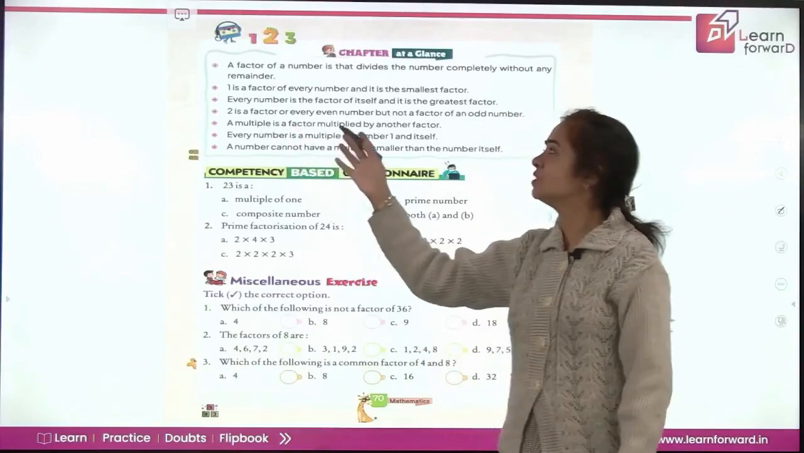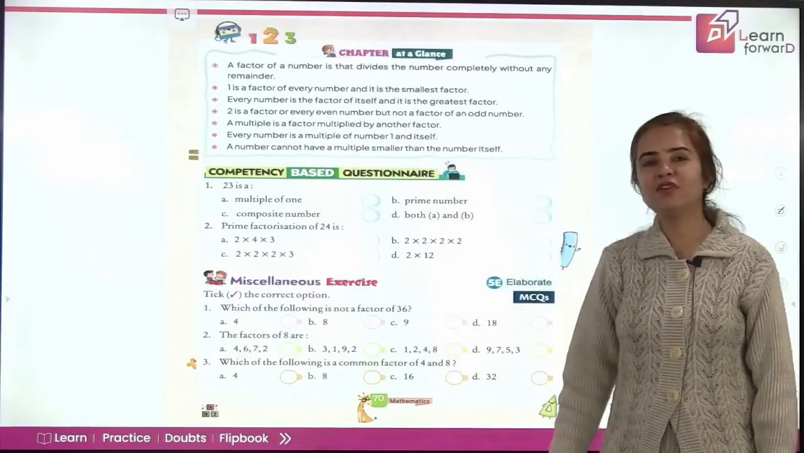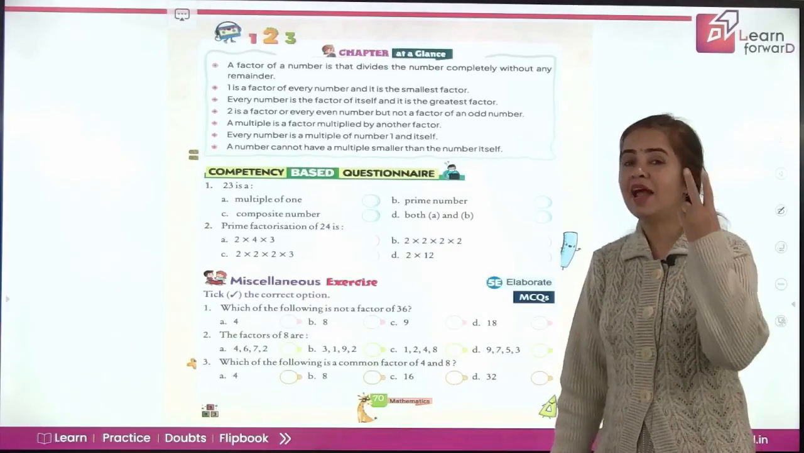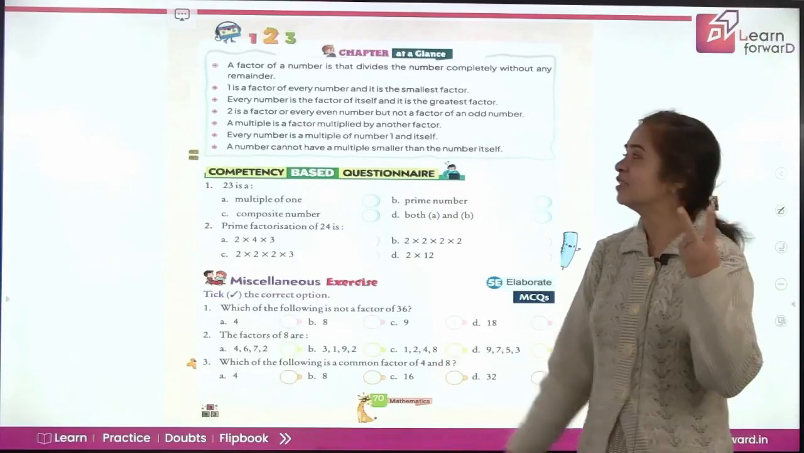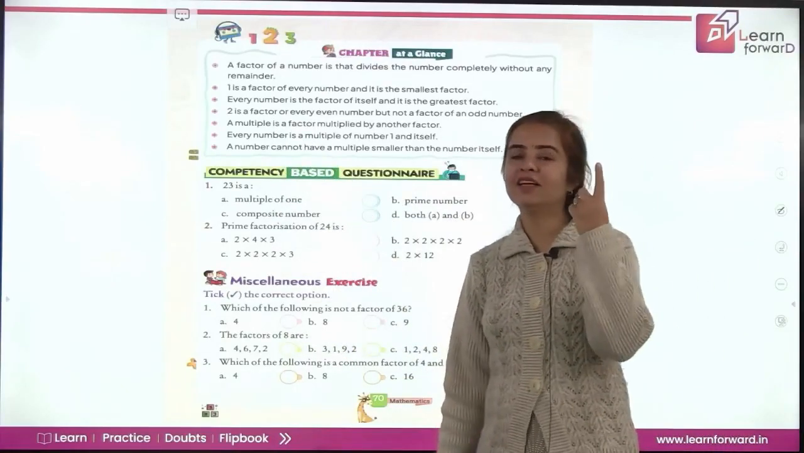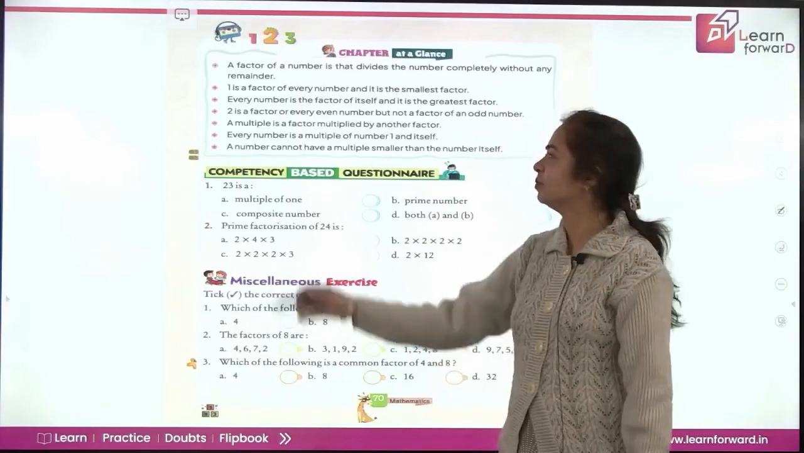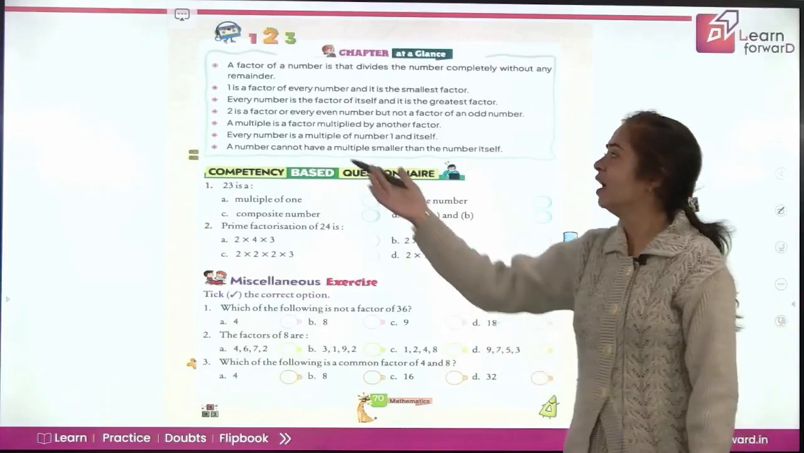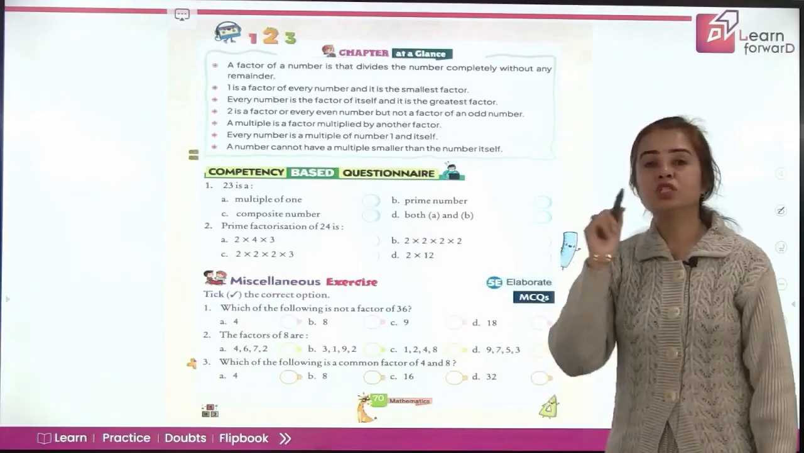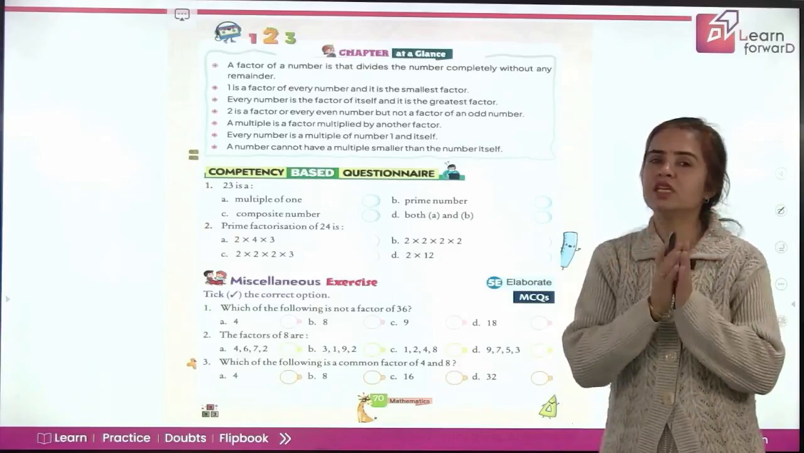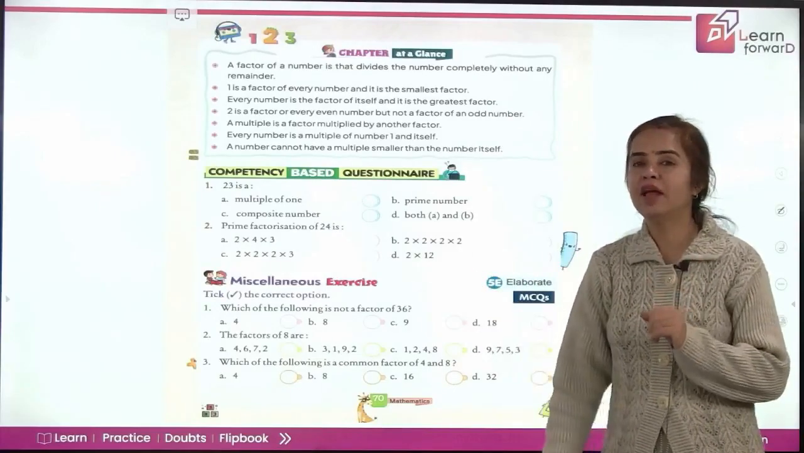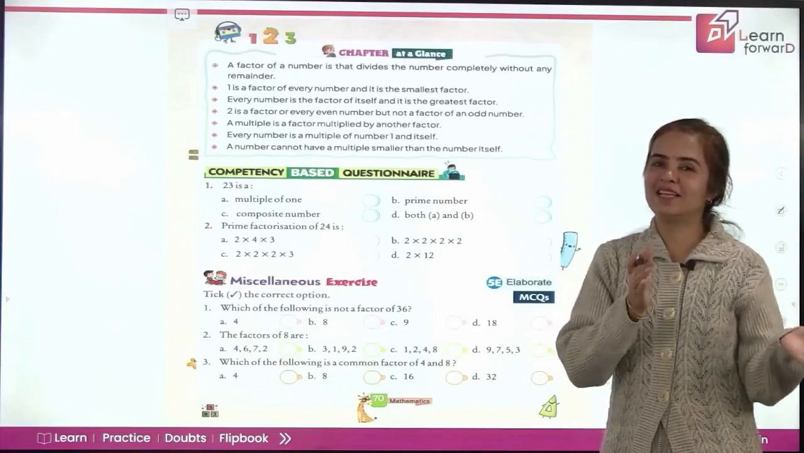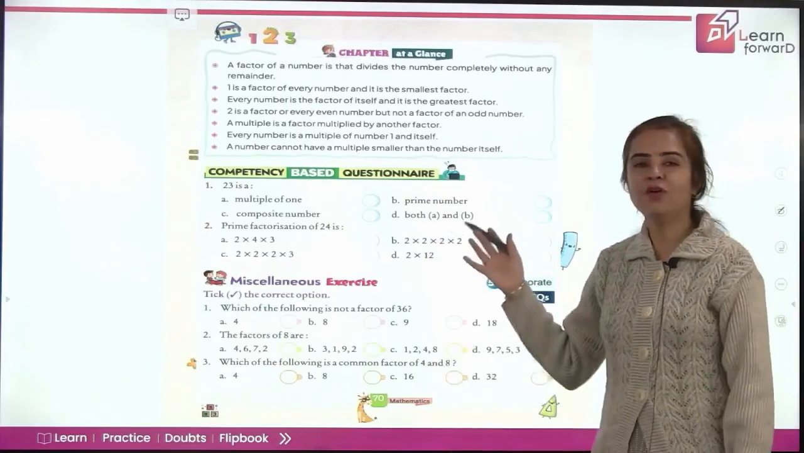A multiple is a factor multiplied by another factor. So how do you get the multiple? Multiplying a number by another number. And these 2 numbers are called factors. So a multiple is a factor multiplied by another factor. Every number is a multiple of 1 and itself. A number cannot have a multiple smaller than it. Multiples are always equal to or greater than the number. And what about factors, children? They are always equal to or less than the number. Remember this.